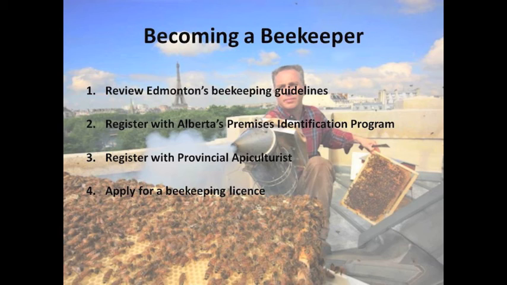There are various steps to become an urban beekeeper, the first being to review the city's beekeeping guidelines. The second step is to register with Alberta's Premises Identification Program. This requirement is part of a traceability system designed to address potential threats of disease outbreaks that could affect animal health, public health, and food safety. Thirdly, register with a provincial apiculturist. And last but not least, apply for a beekeeping license. Be prepared to provide information about your beekeeping site, your training, and your mentor if you are a first-time beekeeper.